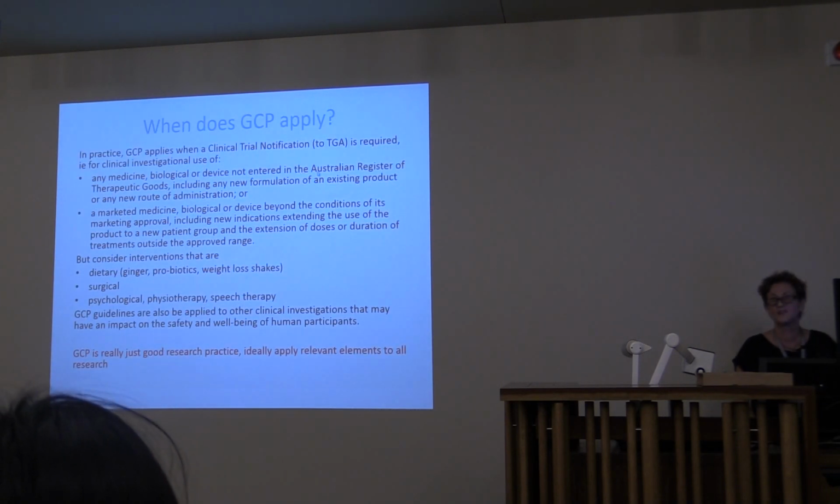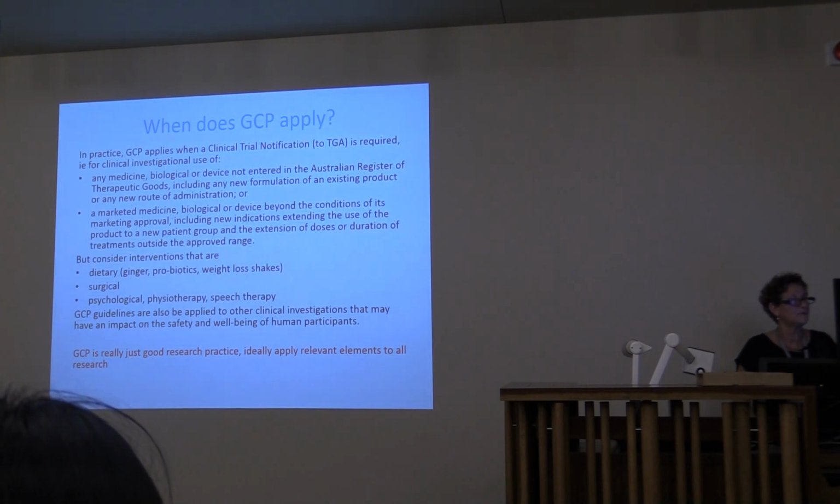Clinical trial notification, which, as you know if you've worked in the commercial area, goes to the TGA, is required. That is generally for clinical investigational use of any medicine, biological or device that has not been on the register. So it's not got TGA approval to be available to the public to treat whatever disease it has been found to be useful for. That means that any new formulation of an existing product or any new route of administration will be considered to be experimental.